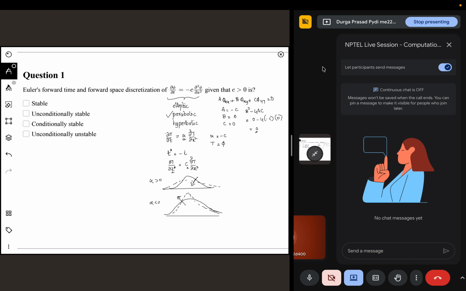So the point that I would like to highlight here is that the physics of the problem itself could actually be unstable. In this particular case, the physics itself is unstable. Irrespective of the scheme, if we were to use again a forward time forward space scheme for this particular problem, it is going to be unstable. Is this clear?